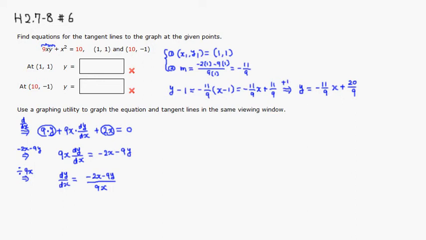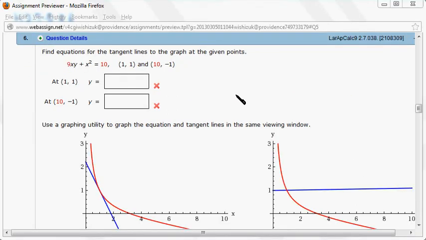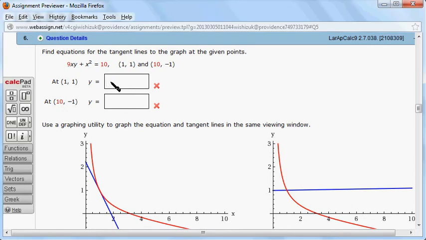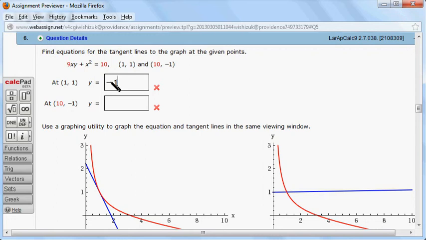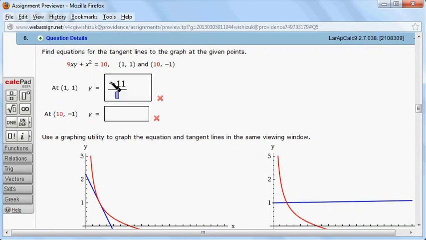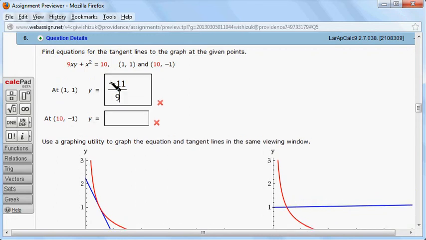Let's type it in. The tangent line that we got for the first one is negative 11 over 9 x plus 20 over 9. Maybe I'll make it look a little bit better by putting a negative sign in front. How about that? All right, so let's find the second one.